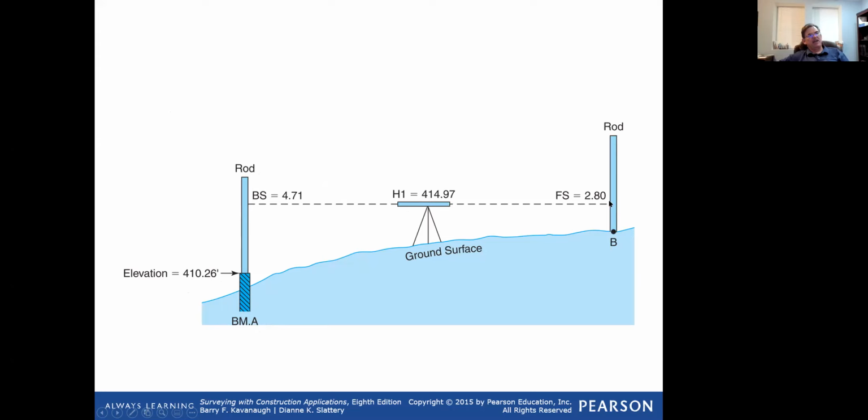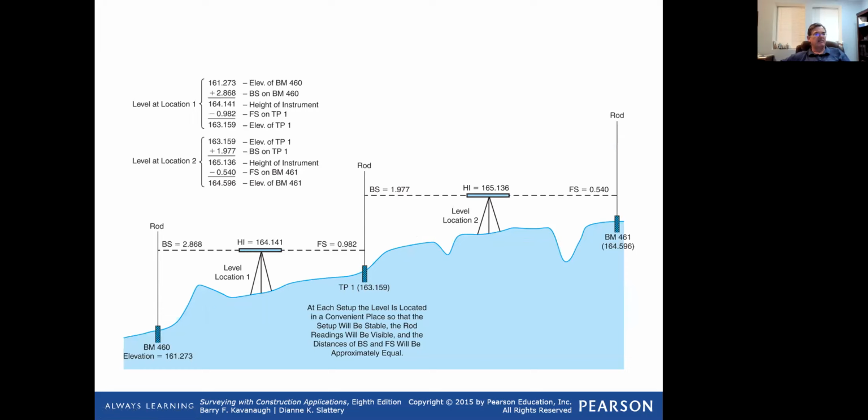You turn, you take another reading over here. It says 2.8. You subtract 2.8 from 414.97, and you would have the elevation at B. It's as simple as that. But yet, leveling is something that's very important and something that you need to be able to do as a construction manager, construction setup, or construction project managers on construction sites.